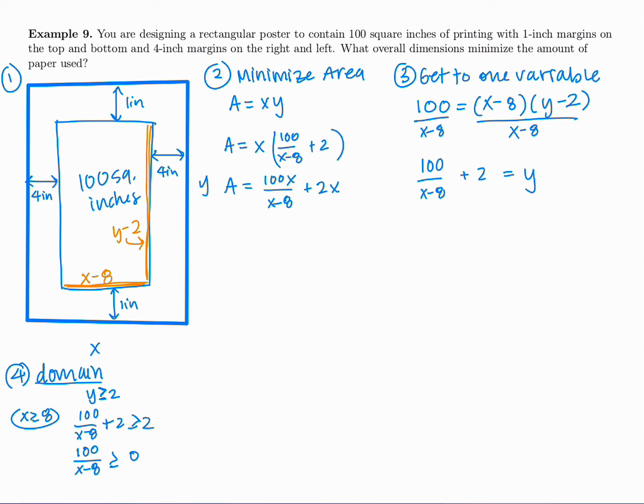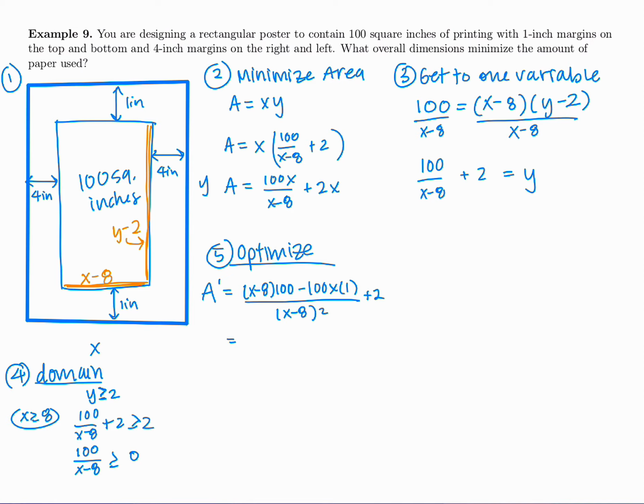I need my derivative. So I will need the quotient rule on that first part of A. So (x minus 8) times the derivative at the top, which is 100, minus 100x. Derivative at the bottom is a 1. That's nice. Over (x minus 8) squared, plus the derivative of 2x, which is a 2. So we need to do some cleaning up to make this look a little bit nicer.